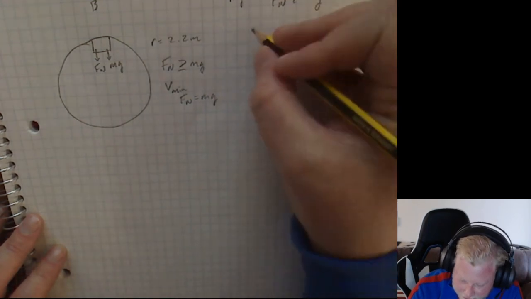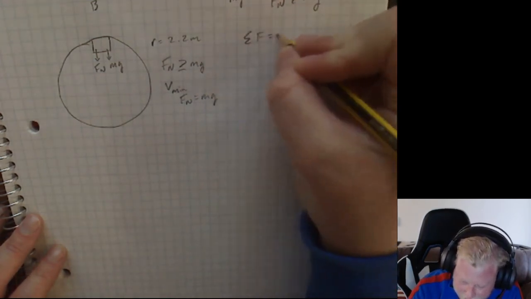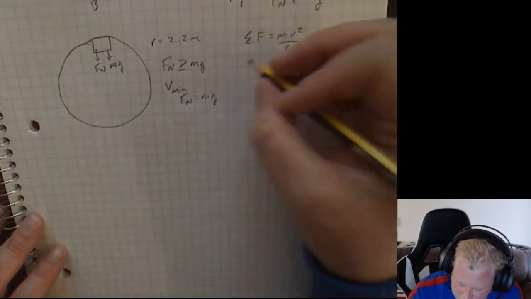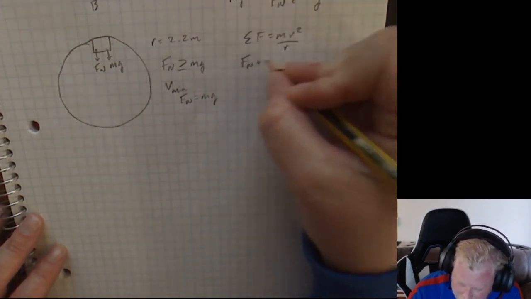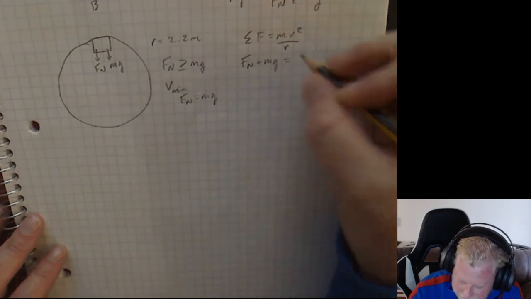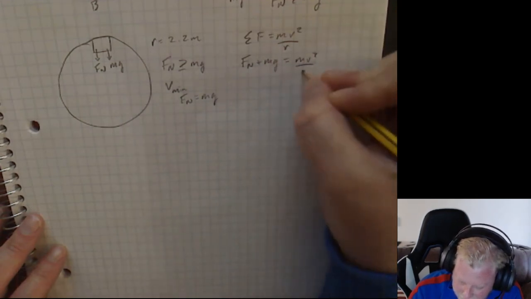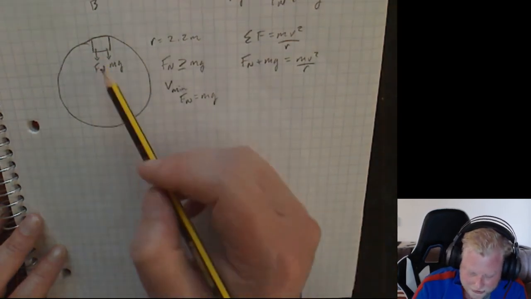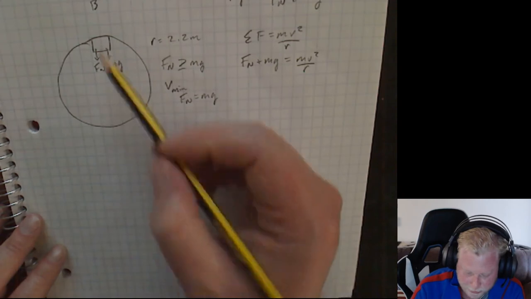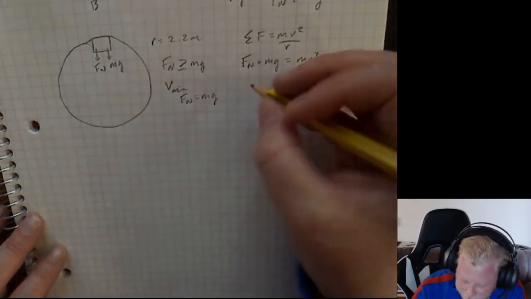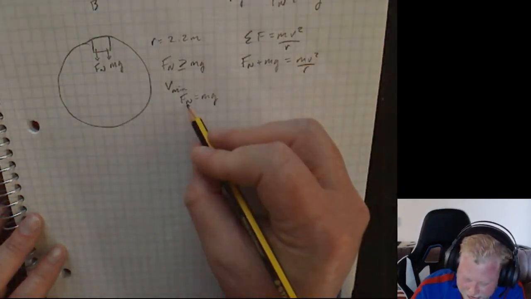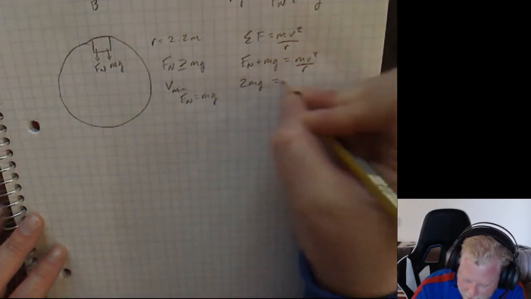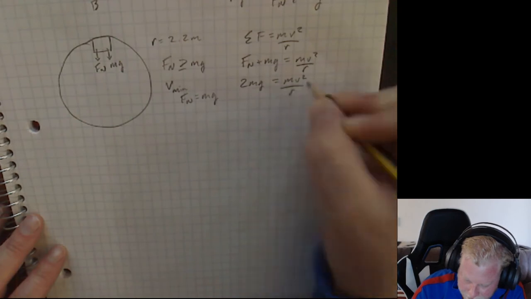So if we look at our net force here, net force is mass times velocity squared over r. So if we're looking at normal force plus gravitational force equal to mv squared over r. And again, these are being added because they're both pointing the same direction, right? Both pointing towards the center of the circle. Now in this case, we're looking at Fn being equal to mg. So 2mg is equal to mv squared over r.